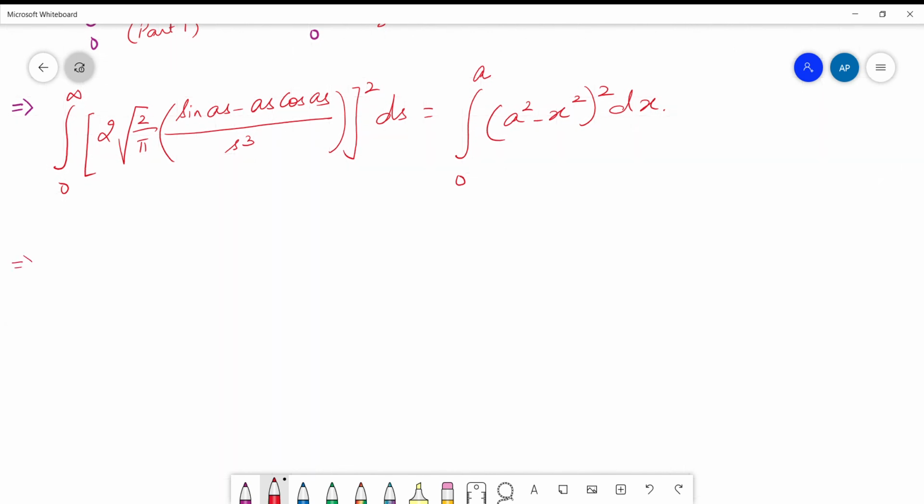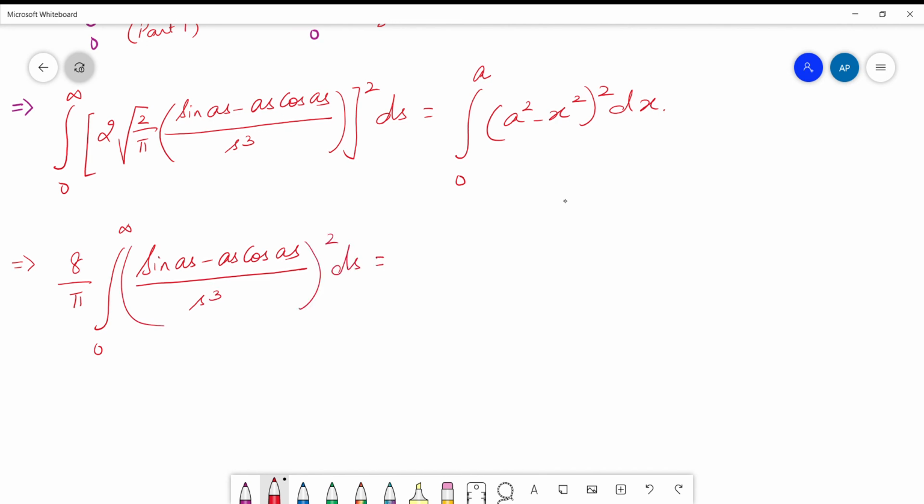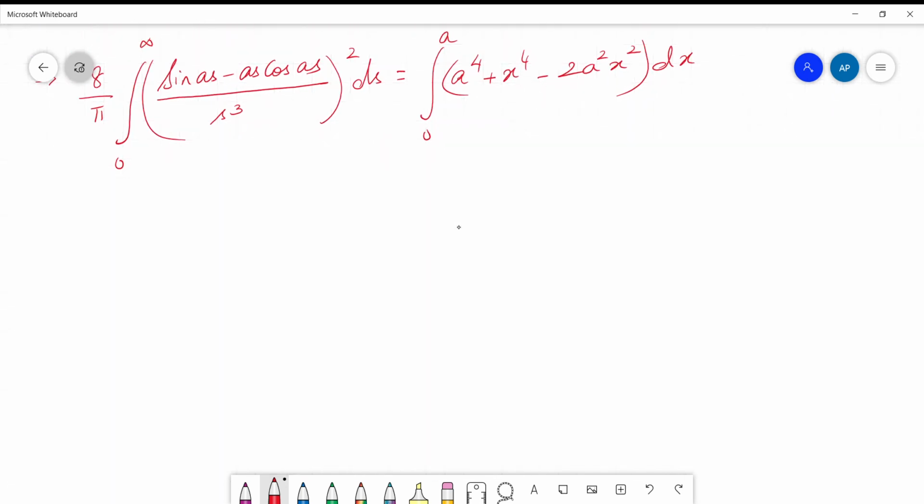So here when I rewrite the constant, it is becoming 4 into 2, which is 8 by pi. So let me write 8 by pi, 0 to infinity. Now you can write this as sine s minus s cos s divided by s cube ds whole square ds. Keep this as it is. And now you attack your direct integration as you normally do: a power 4 plus x power 4 minus 2a square x square dx, integrated term wise. So let us not touch the left hand side but only keep simplifying the right side.